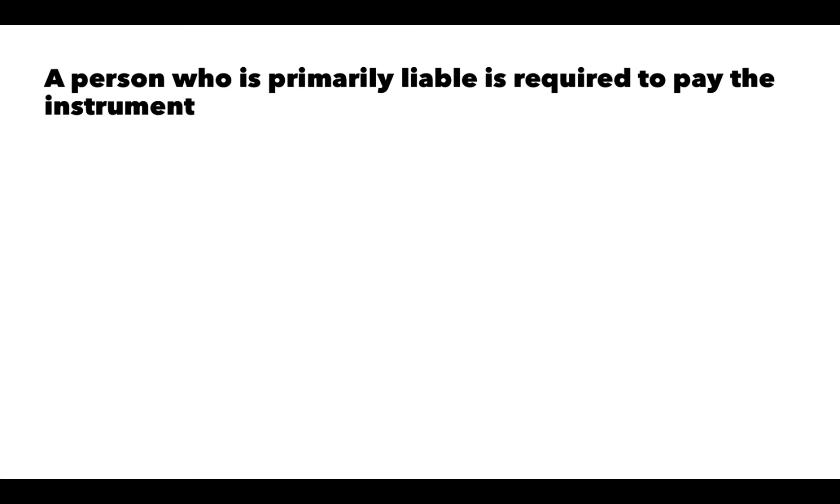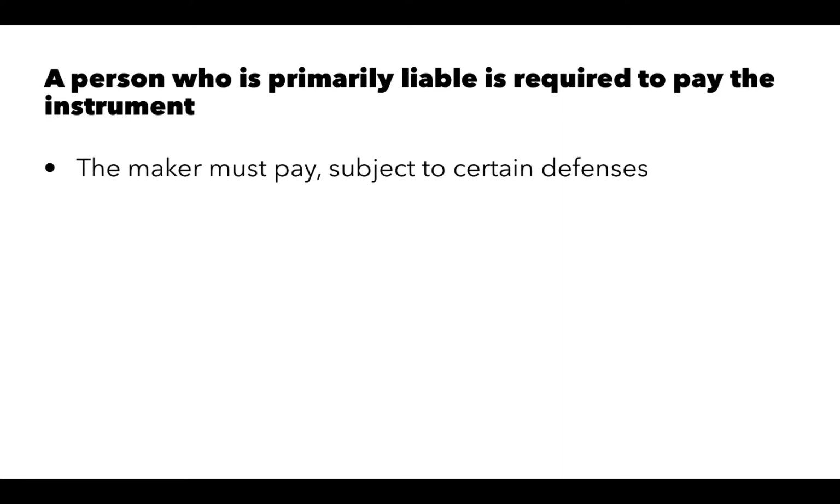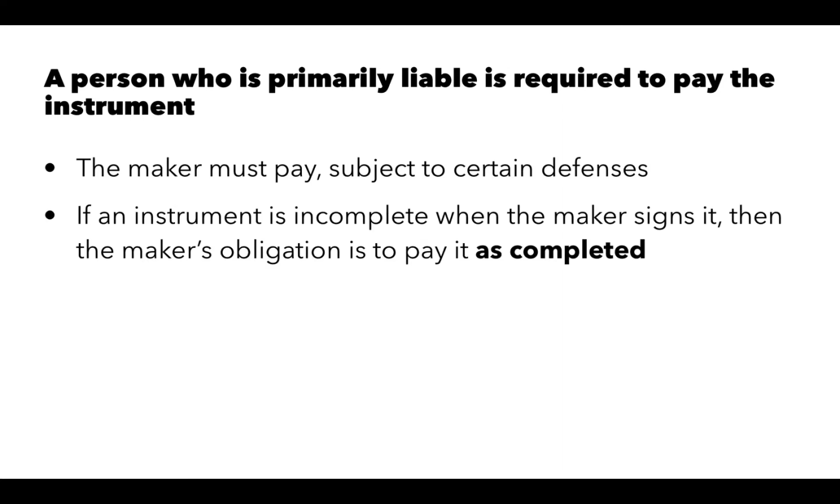Now, a person who is primarily liable is required to pay the instrument. The maker must pay, subject to certain defenses. And if an instrument is incomplete when the maker signs it, then the maker's obligation is to pay it as completed. So this is to encourage makers not to sign an incomplete obligation. Otherwise, their obligation is going to be to pay as completed.